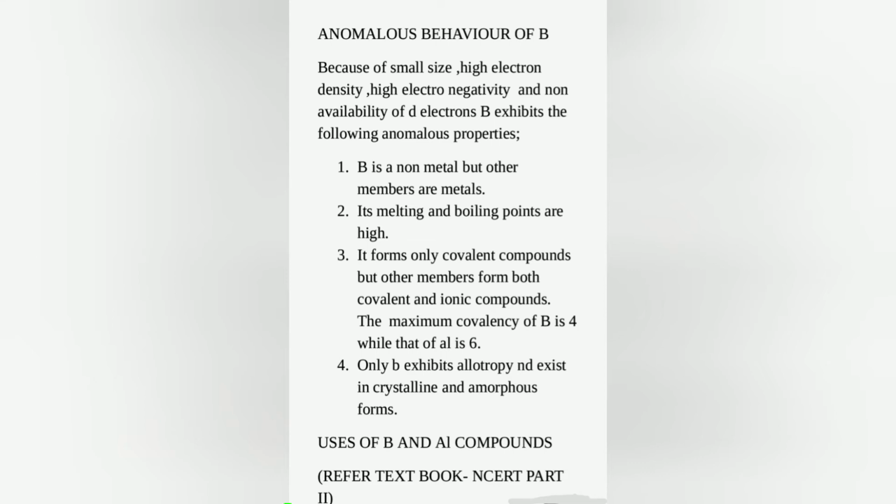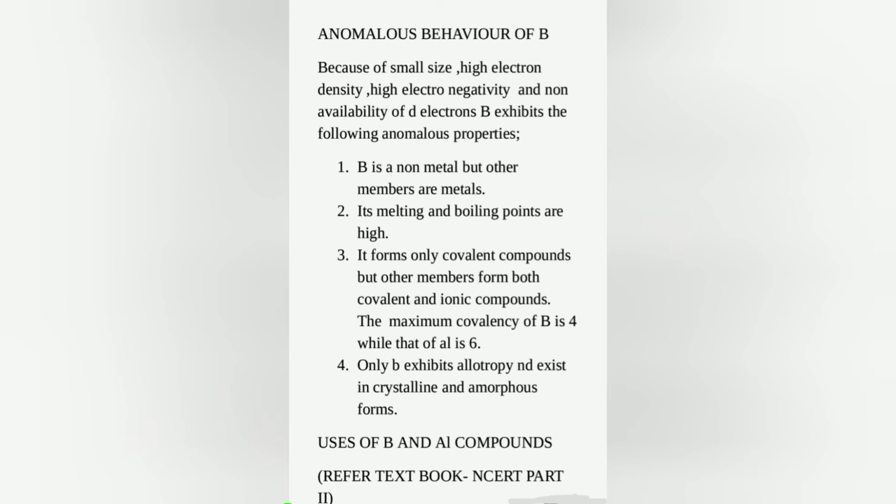Its melting and boiling points are quite high. It forms only covalent compounds, but other members form both covalent and ionic compounds. The maximum covalency of boron is 4, while that of aluminium is 6. Only boron exhibits allotropy and exists in crystalline and amorphous forms. These are the important anomalous behaviors of boron.